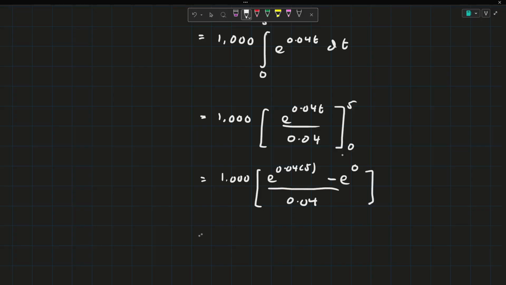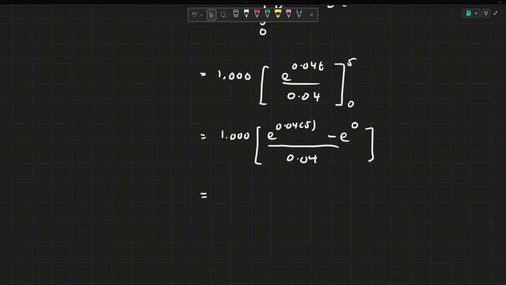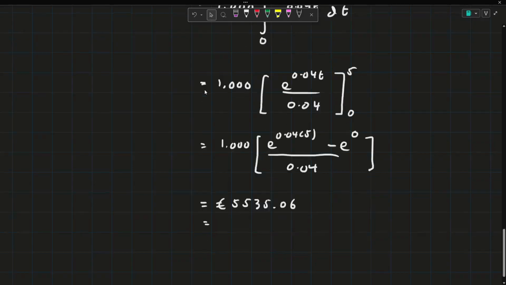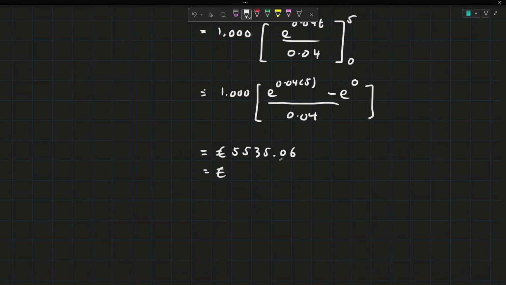And you can just put that into your calculator. And you'll get 5535.06. And then to the nearest euro, it says we round down because it's a number less than a half. So we'll have 5535 as our final answer.